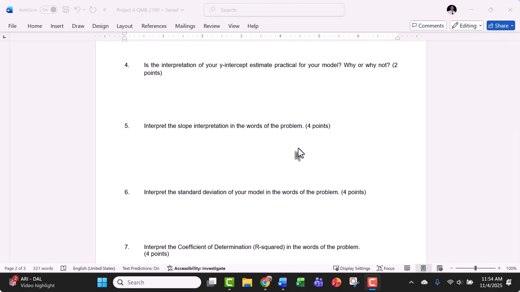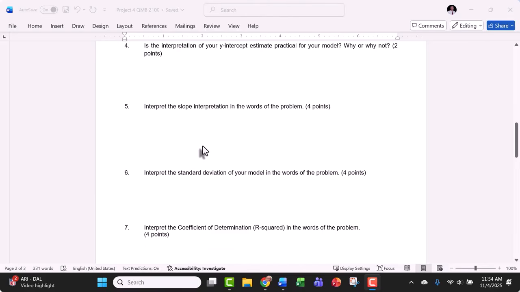We talked about a couple of different questions you need to ask yourself before you make a practical interpretation of a y-intercept. Does it make sense in your case? Slope interpretation: give me a practical interpretation of the slope. Show me, or talk to me about what that is. Use the words of the problem for all these interpretations. Use the words of the problem. Rise over run. So how does that translate with the variables in your project?